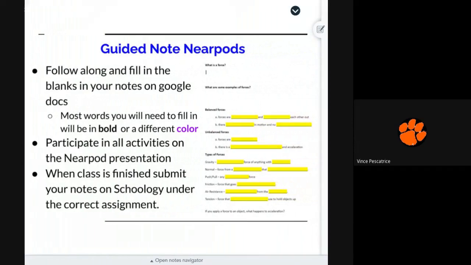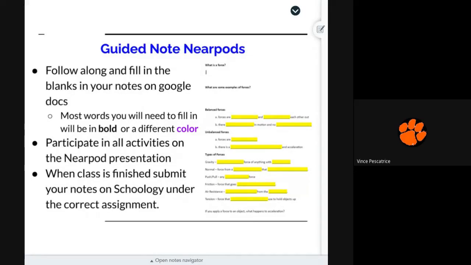Okay, so like I said, you should have the guided notes open, and it should be blank, and you should see spots where you can fill in different answers as we go through. So again, the notes are in the week 4 folder. Click on the Nearpod notes for force and force diagrams.